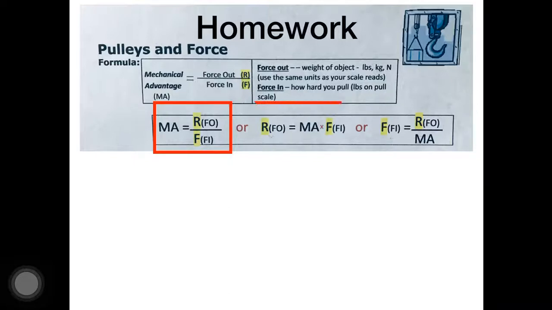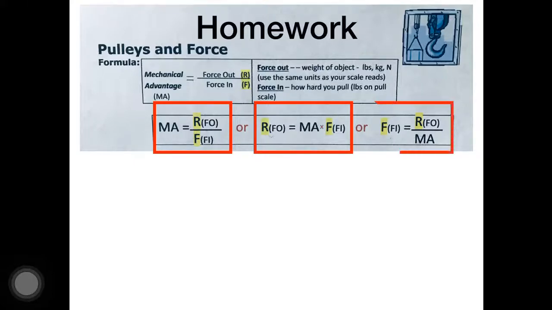If your homework problem, however, is asking you for R, the weight or the force out, then you will need to use this second formula. That problem will give you the mechanical advantage that you can multiply by the force in, or your scale reading, and it will also give you that scale reading. So if your problem gives you the scale reading and the mechanical advantage, you can just multiply those together to get the force out or the weight.